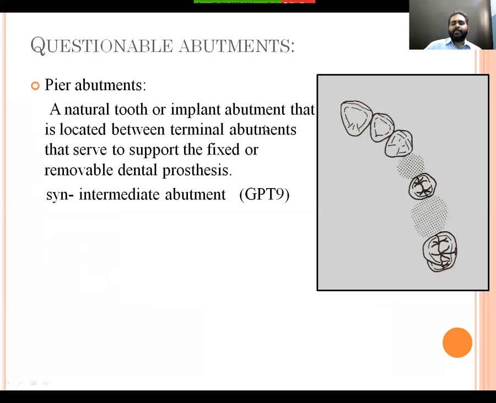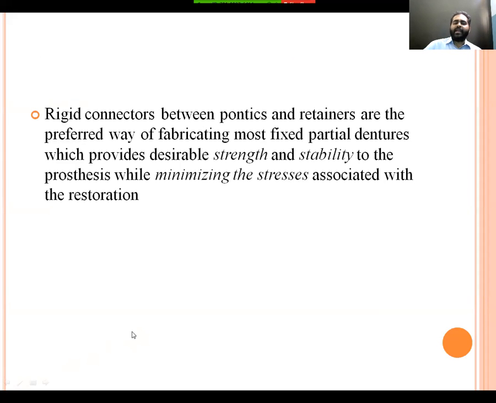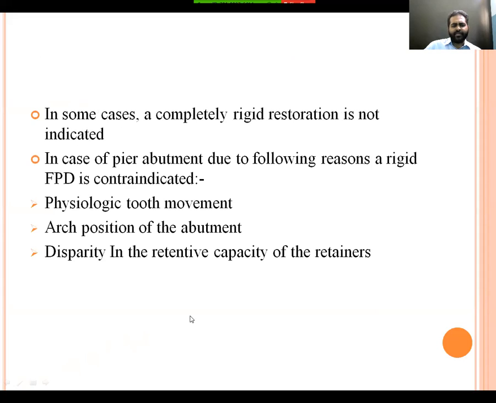Now we have the questionable abutments like the pier abutment. Okay, a pier abutment is a natural tooth or a natural implant abutment that is located between the terminal abutments. So basically, we have a center abutment present, which has an edentulous area on either side, on both the sides. Okay, and it can be replaced with the help of a fixed or a removable dental prosthesis. Another name for the pier abutment is the intermediate abutment, the abutment present in between the two abutments. So we can give a rigid connector, or we can prefer a non-rigid connector in such cases.